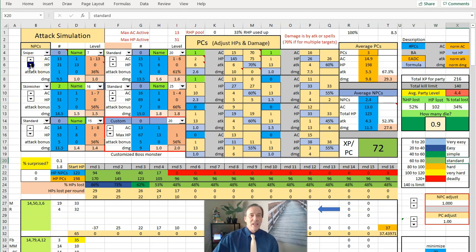So if I took away that one sniper and just left the two skirmishers from level 16, this would be a simple encounter, and the PCs would probably win it hands down. And if I took up two snipers, you'll see it'll go up to 93. This starts getting into the hard area where it's pretty certain that one of the PCs would probably die. So that gives you an idea of how to use this sheet.